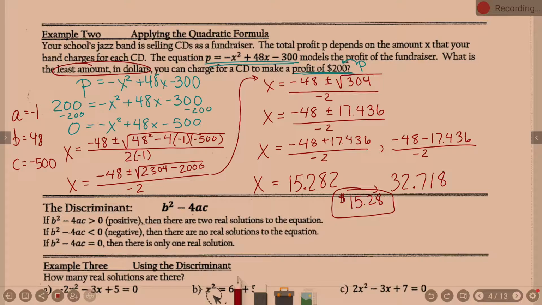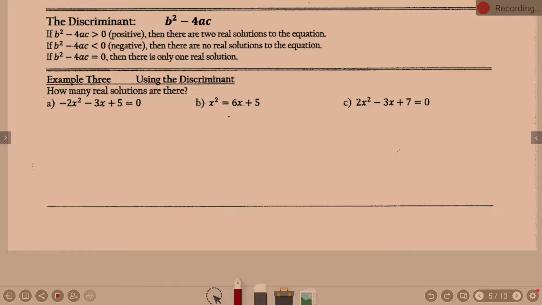Yes. I will say because 15.28 is rounded, it would come up very close. Both 15.28 and 32.72, you put them in that original equation, they're going to give you about 200. It might be like 199.99 or 200.001, but it would be close. Okay. Questions on quadratic formula? You need to know how to use quadratic formula, right? Okay. The rest of our lesson is about something called the discriminant.